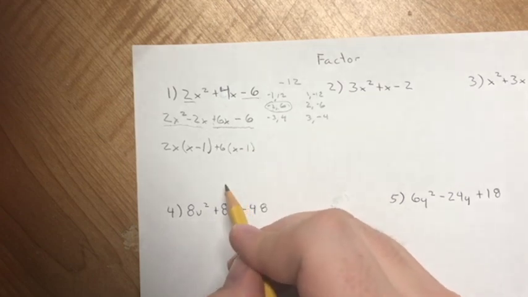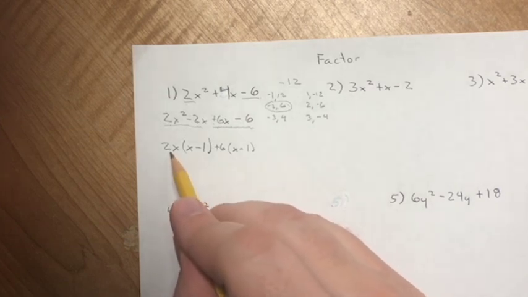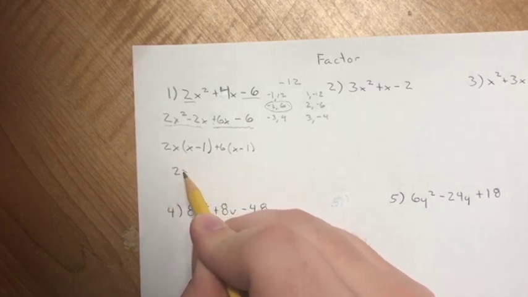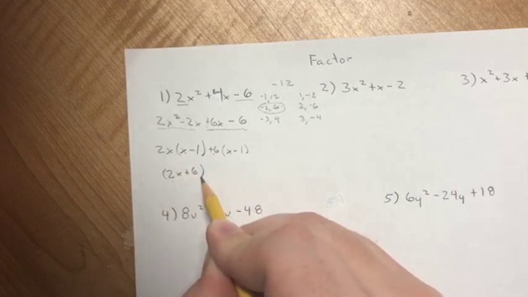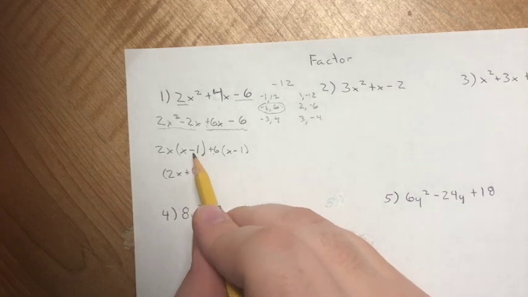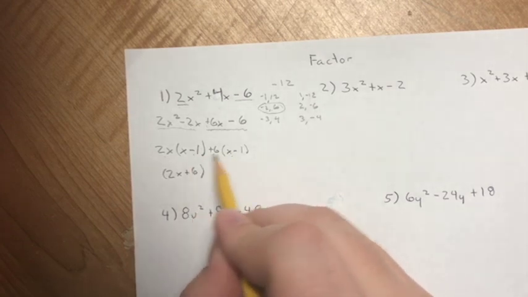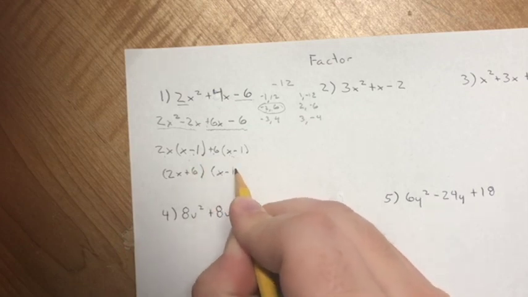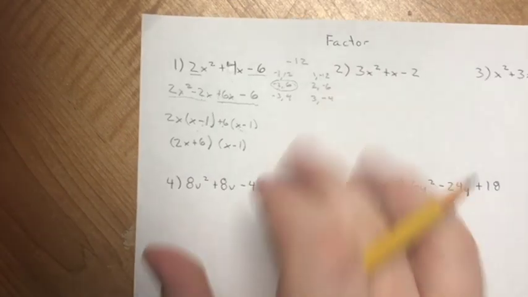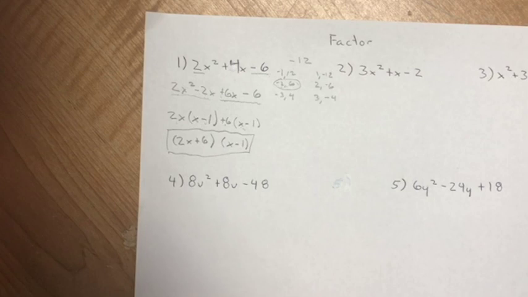The last step says combine the two GCFs into a binomial. So I'm going to take this GCF and this GCF and combine them into a binomial just like that. And then it says that the binomial that is left is written only once. Notice that these two are the exact same thing, so we only have to write it one time. And what I have just done is factored. This is my factored form of 2x squared plus 4x minus 6.